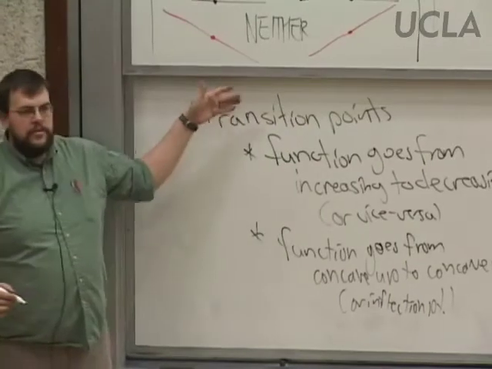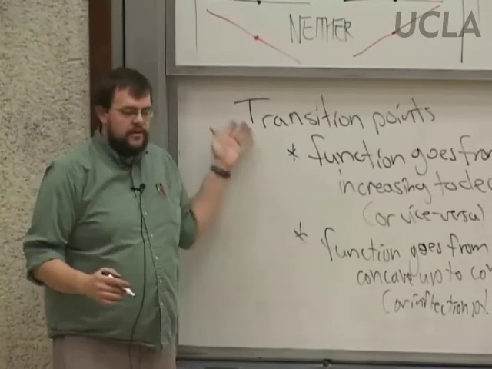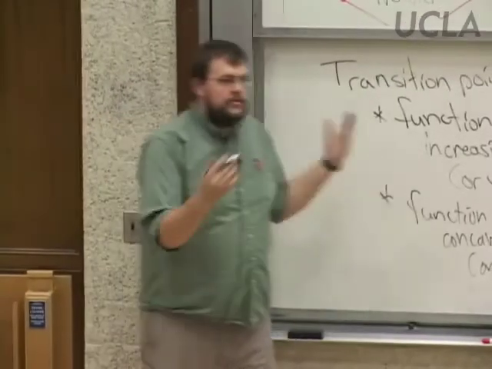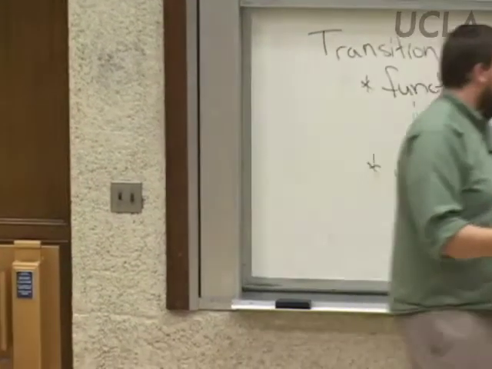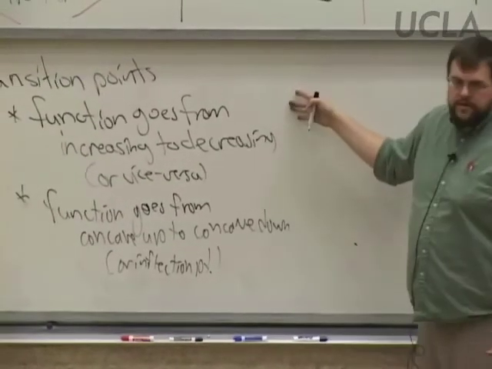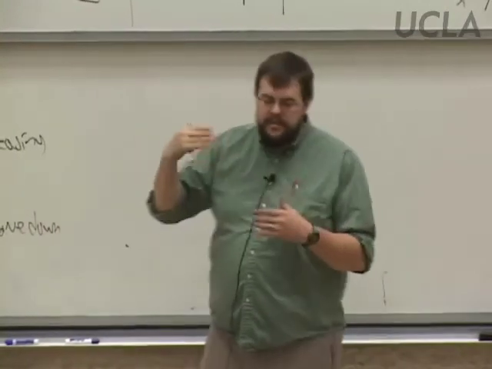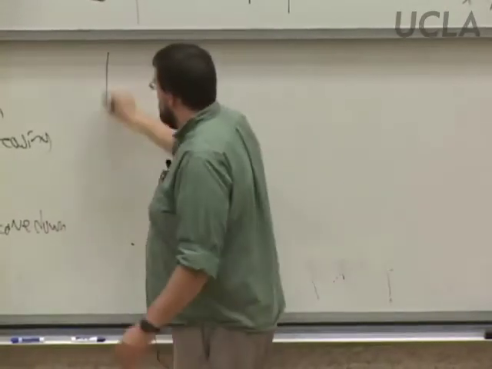If the book asks you, say, on a homework problem, what can you say about these transition points, or where are the transition points, or what kind of transition points are they? What they're really talking about is what's happening to the function. Either something happened to the derivative where it went from positive to negative, or something happened with the second derivative where it went from positive to negative, or it could have gone from negative to positive.